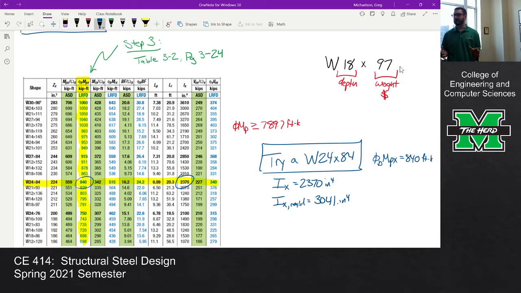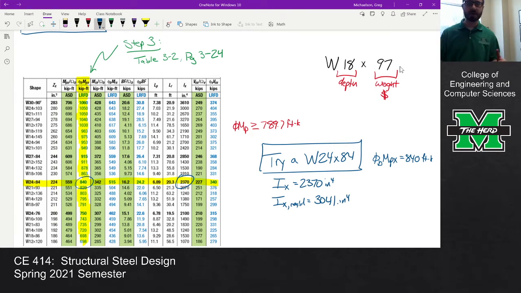It does have enough strength, but it doesn't have enough flexural stiffness. It will deflect too much. Remember, there is a deflection limit of L over 600. If I pick the W24 by 84, it's not going to work. Another reason why we say it's a trial section is because in order to come up with those moments, we assumed the beam weighed 50 pounds per foot. This beam is heavier than that, so we're going to have to update our moments and shears accordingly. So this section is not going to work. The W24 by 84 is inadequate.